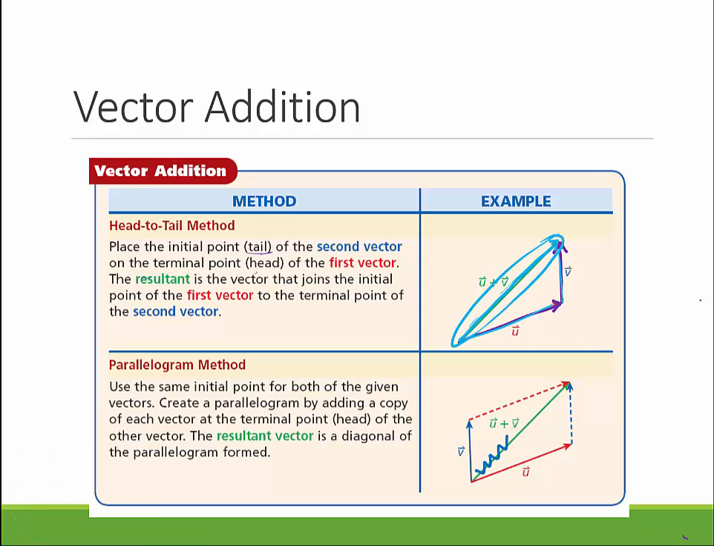The other thing you can do is create a parallelogram. So forget that this green one's here for a second. If these are your two vectors, you redraw this one here and redraw the other one over here, and then you know that the resultant vector is right in between.